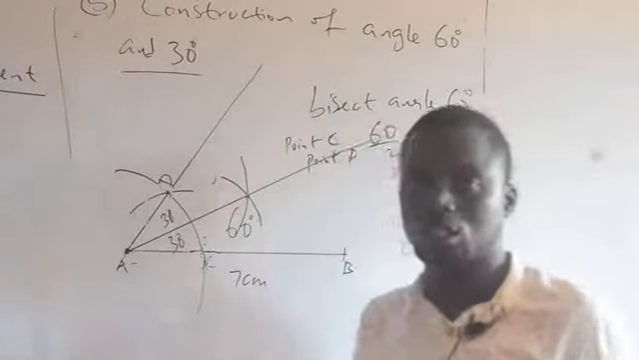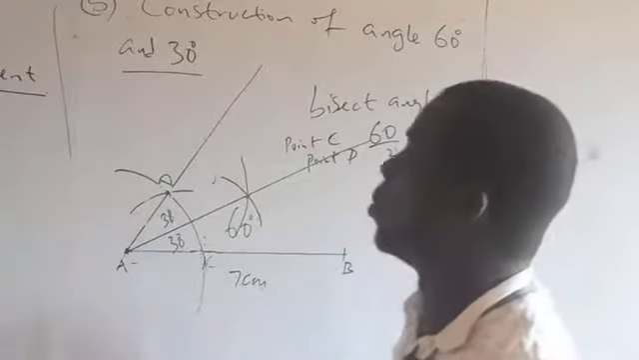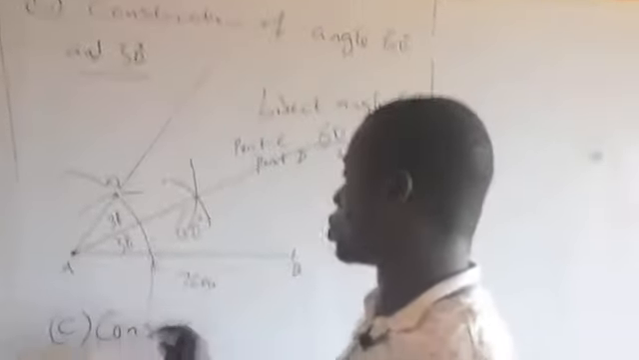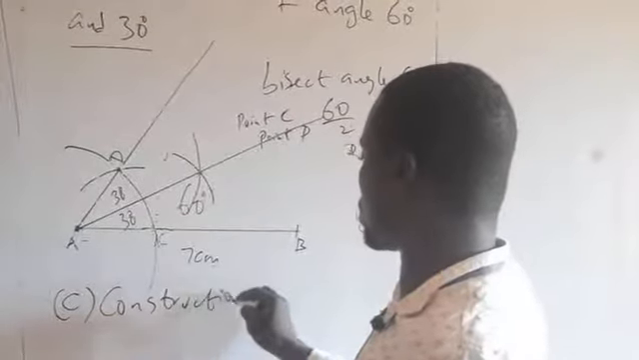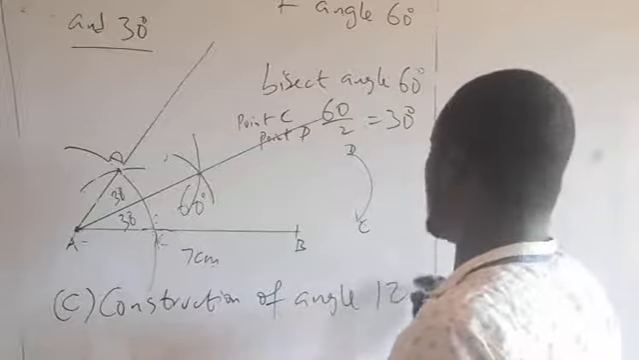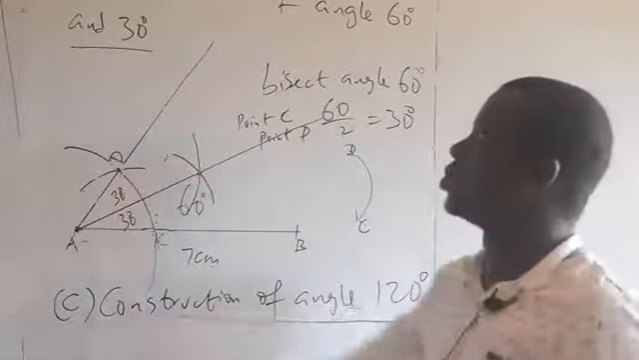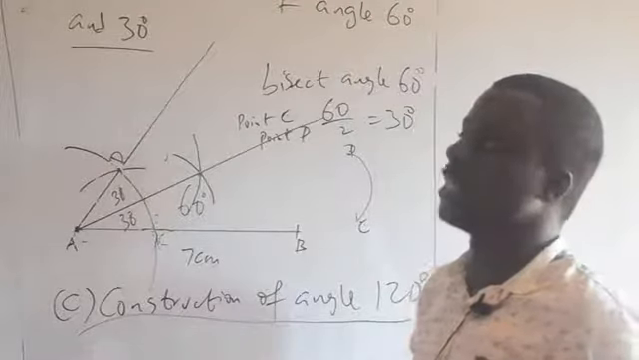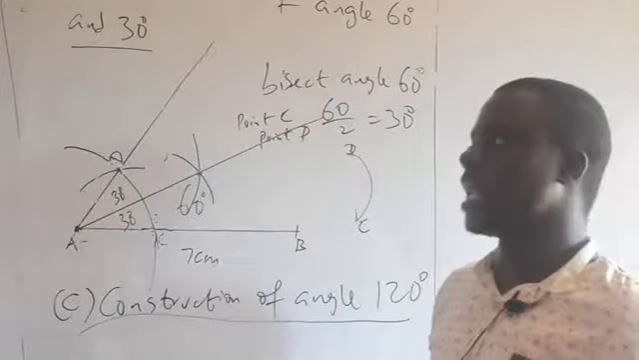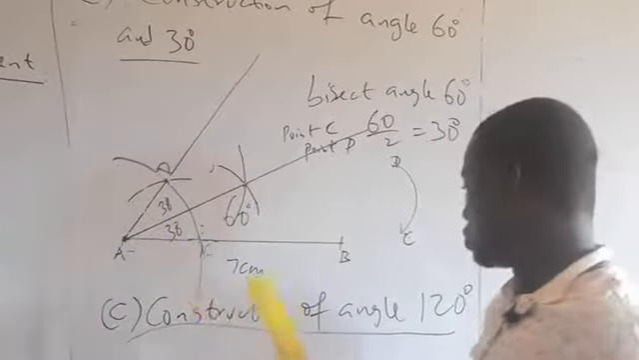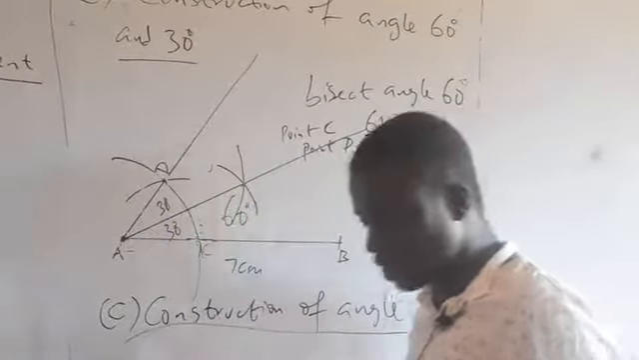Alright, so the next one is construction of angle 120 degrees. I've taught you how to construct 60 and 30. I also taught you how to bisect the given line segment. That line segment, the first one that we did today, is also called angle 90 degrees. So let's construct angle 120 degrees.